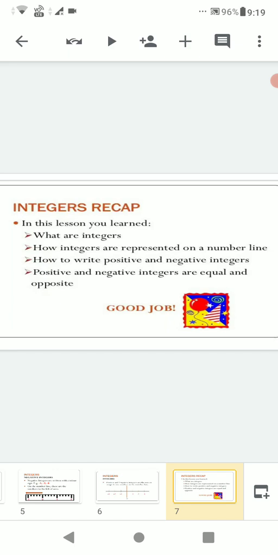Then in question number 2, represent the following numbers as integers with appropriate signs. Like an aeroplane is flying at a height of 2000 meters above the ground. If it is above the ground, what will you write? You will write plus 2000 meter. A submarine is moving at a depth of 800 meter below the sea level. When it is below the sea level, what will you write? You will write minus 800 meter.